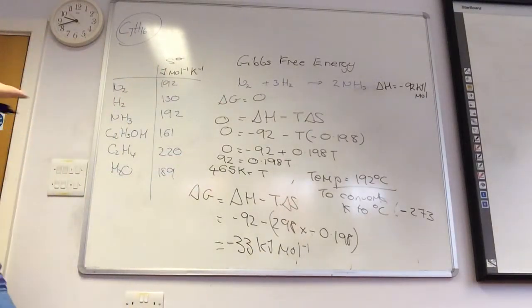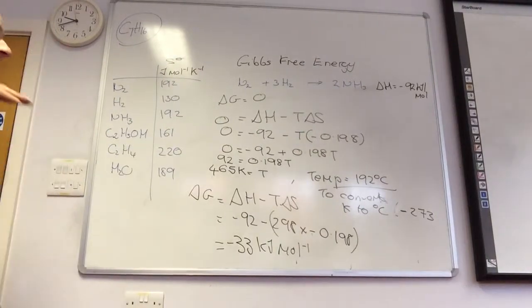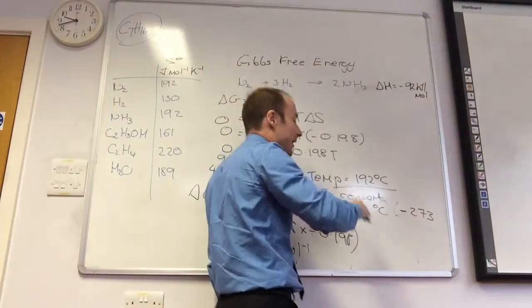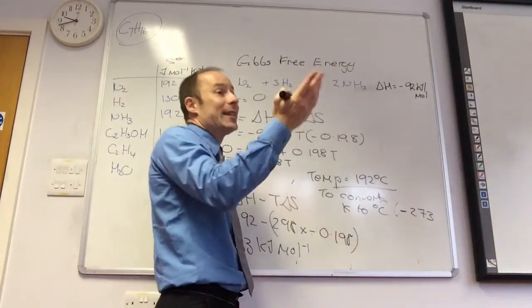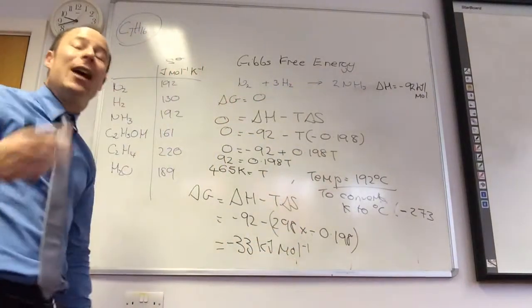So that's the temperature which is the cusp. For this example, anything above 192 is what I would call a high temperature, and below I would call low temperature. Every time you work it out, it's different.